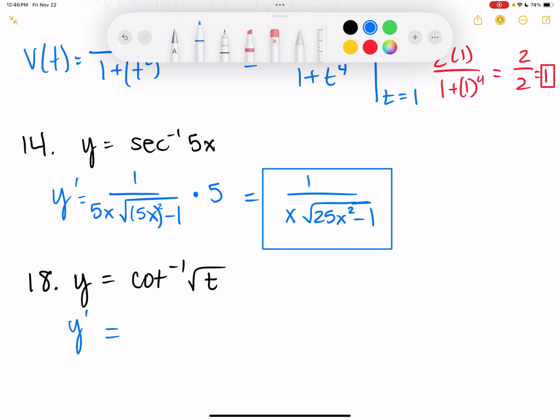Negative 1 over 1 plus the square root of t squared. Yep. Times chain rule. 1/2 t to the negative 1/2.